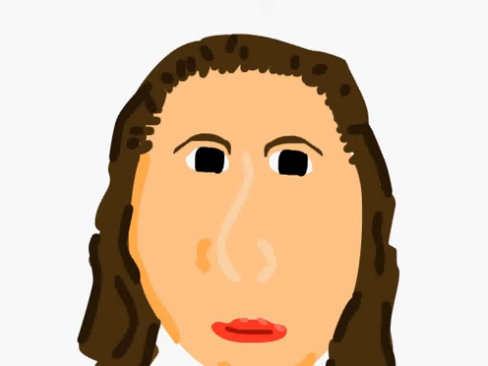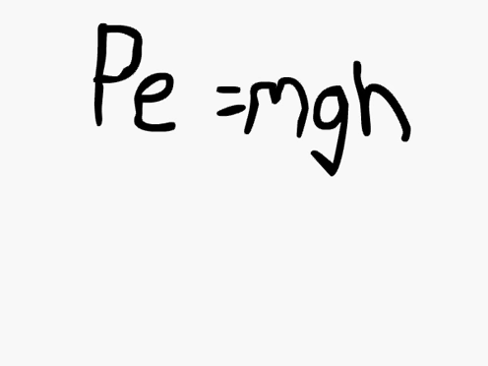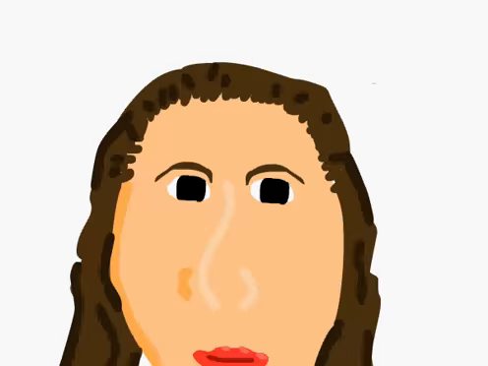Mr. Jones, I don't get it. The equation is PE equals mgh. m equals the egg's mass, g is the acceleration due to gravity, and h is the height of the egg above the floor. Oh, I get it now.